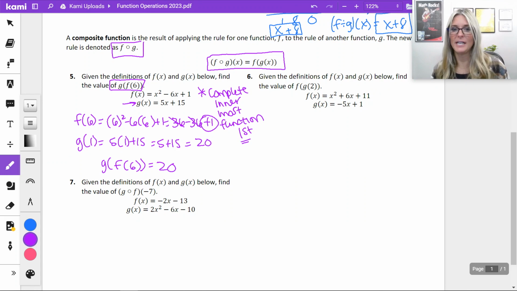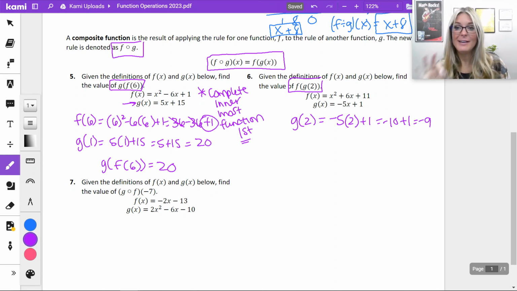Let's try again. Number 6, given the definitions of f of x and g of x below, find the value of f of g of 2. Did you notice that the order is different here? And it does matter. Complete the innermost part first. So we're going to be doing g first this time, and we're plugging in a 2. So the g function is negative 5x, we're plugging in the 2, plus 1. We have negative 10 plus 1, or final part for g of 2, negative 9. Now take the negative 9 and put it into f.